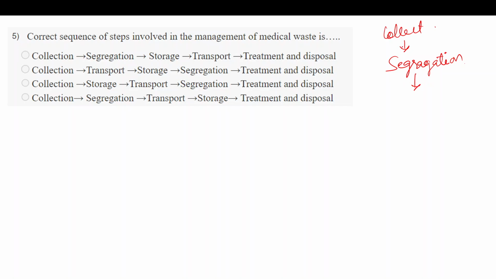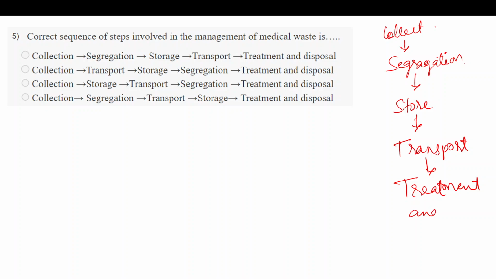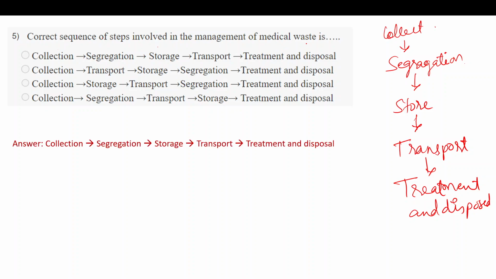Then once it is segregated, you will store it and transport it to the facility where it's treated and handled. So transported to the treatment facility where it is treated, and lastly it is disposed. So these are the steps. Now you match it and tell me the option. So first is collection, segregation, storage, transport, and treatment and disposal. So A, right?